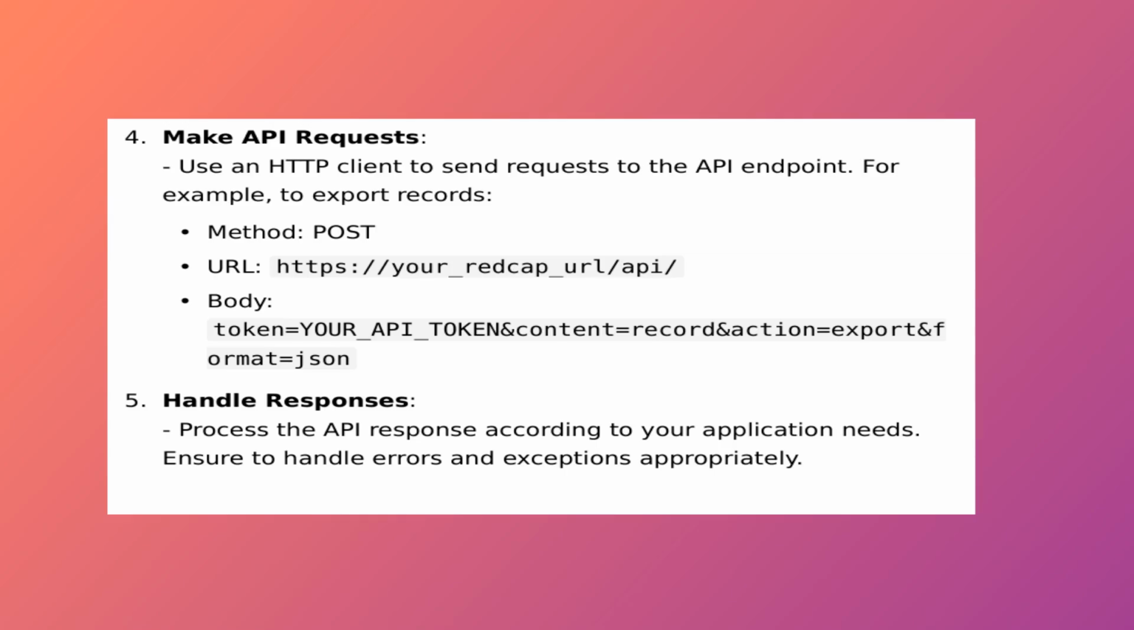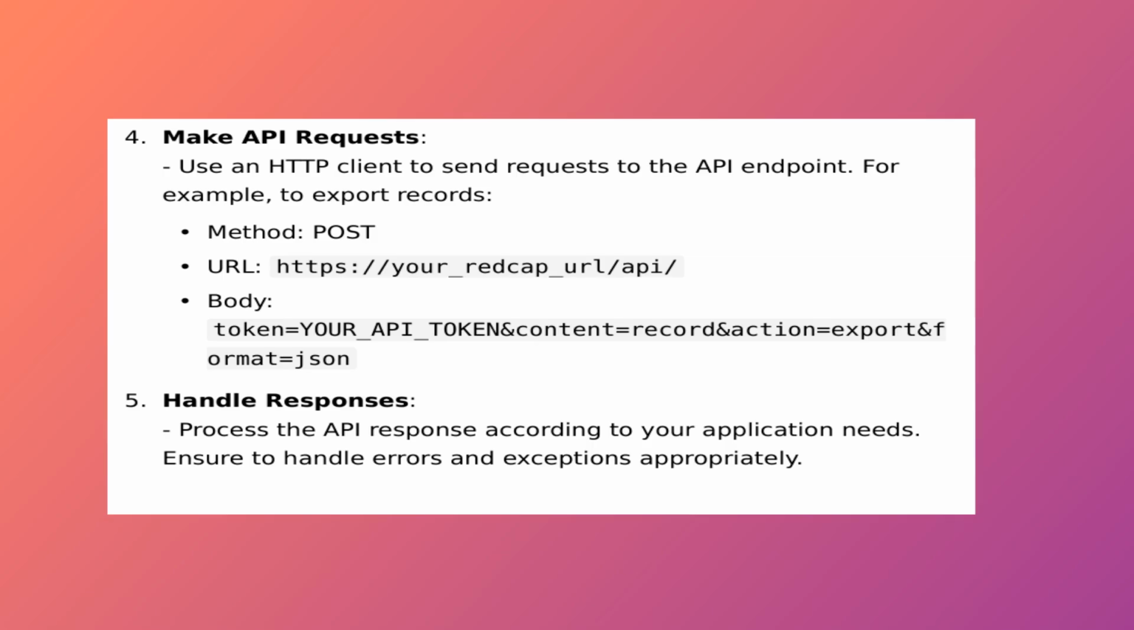4. Make an API request. Use an HTTP client to send requests to the API endpoint, for example, to export records. Method: POST. URL: https://your_redcap_URL/API. Parameters: token equals your API token, content equals record, action equals export, and format equals JSON.